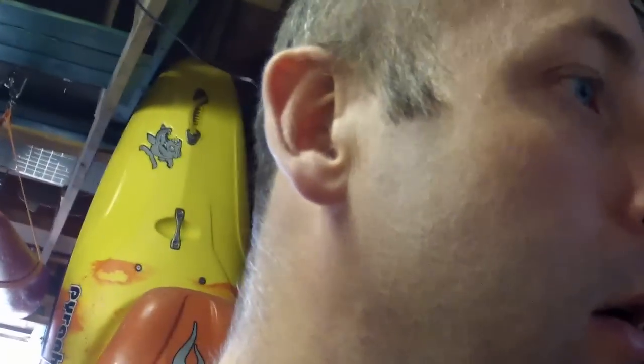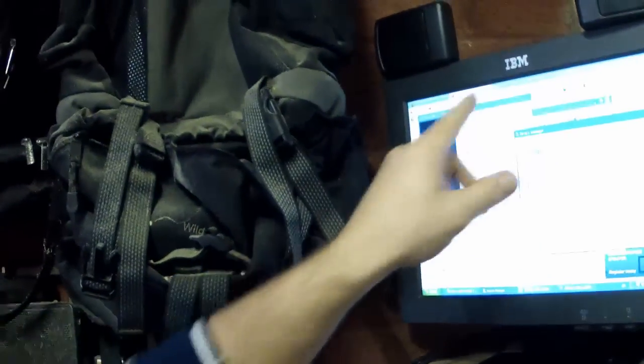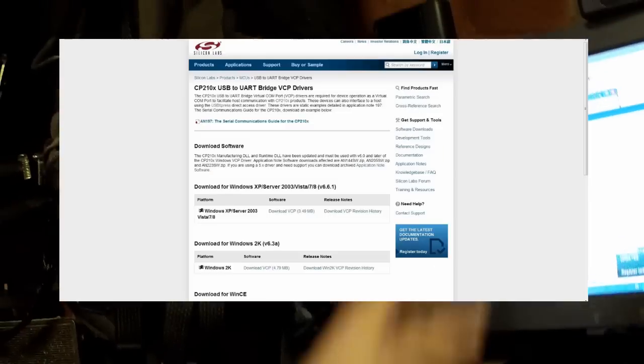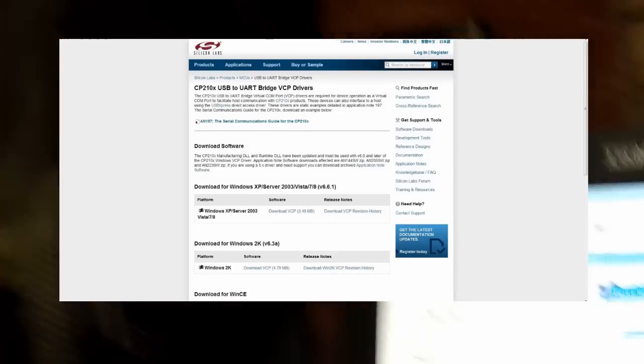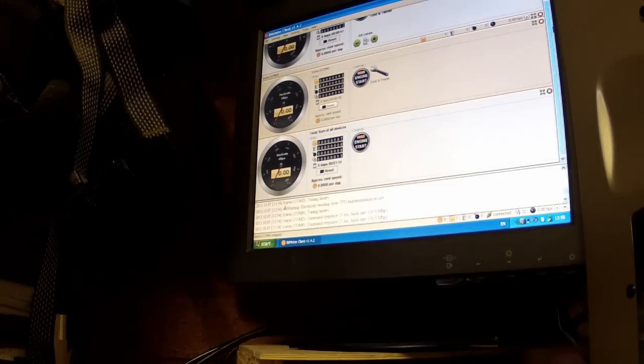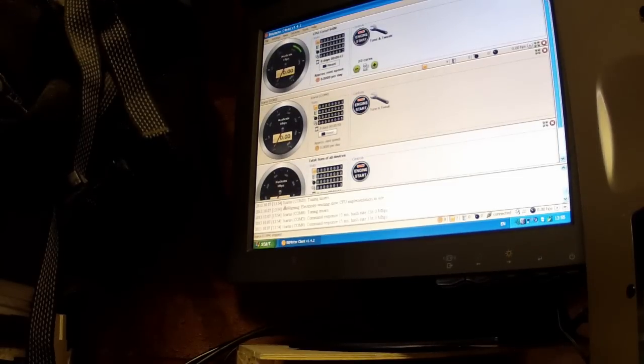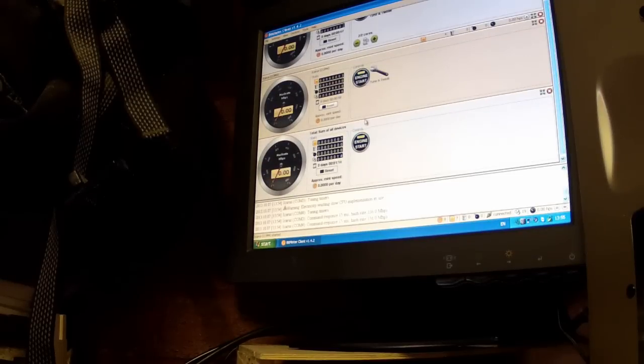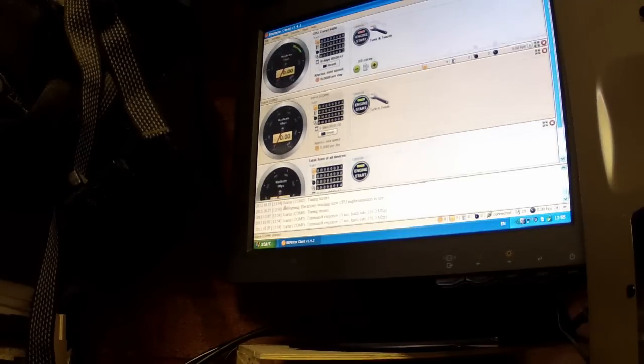Quick update. The drivers weren't that bad to find, actually. A bit of a pain in the arse to start with, but there is an ACPI multiprocessor PC. I downloaded it from Silabs. Let's see if you can see that there. Right, go. Does that mean go? Right, go. Oh, there we go. So we should start in a second.